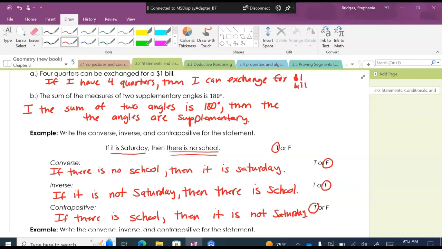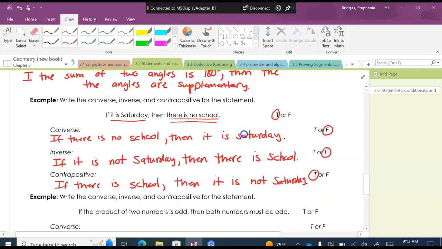The important part to remember is because some of them are kind of hard to tell, if you know which ones match up, then you can kind of go from there. These two will always match up. Your original statement, which is the conditional, will always match the contrapositive with its truth value. And the converse and inverse will match together. Is everybody okay with that? Okay.